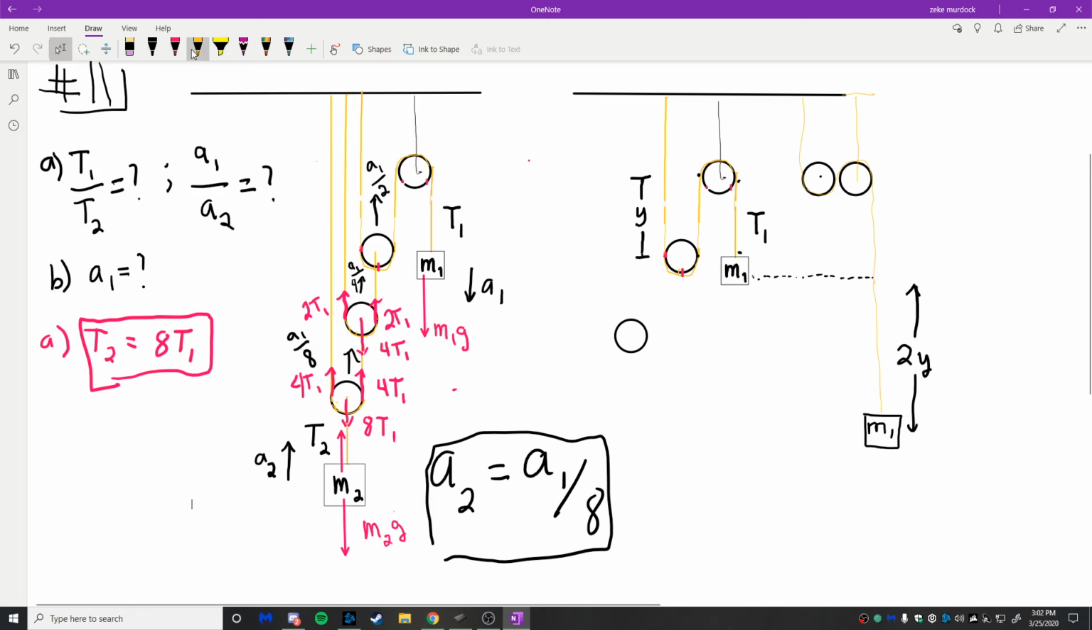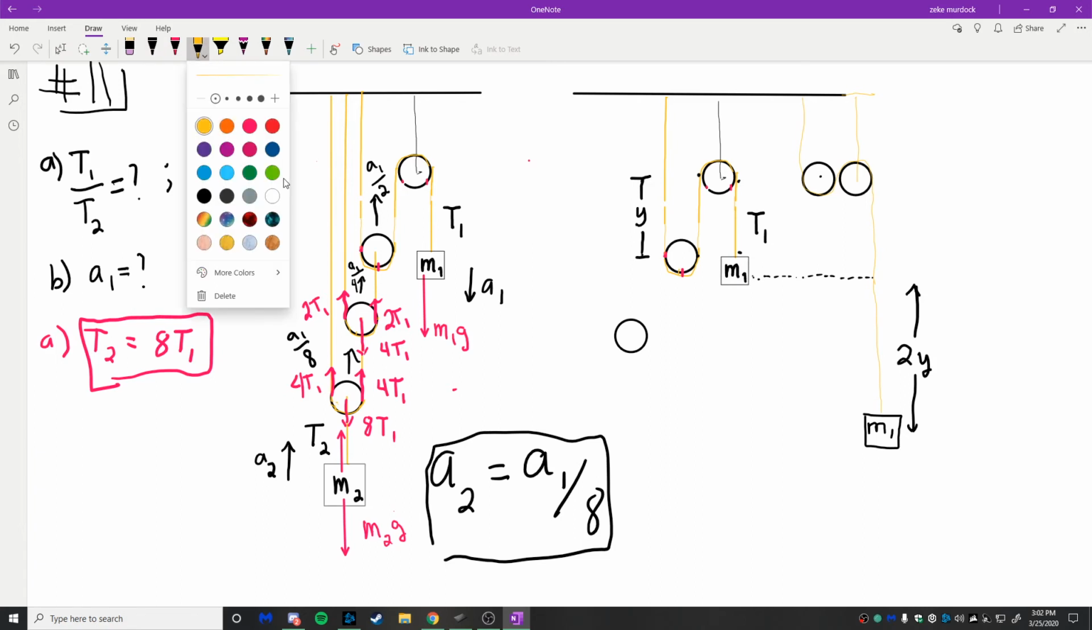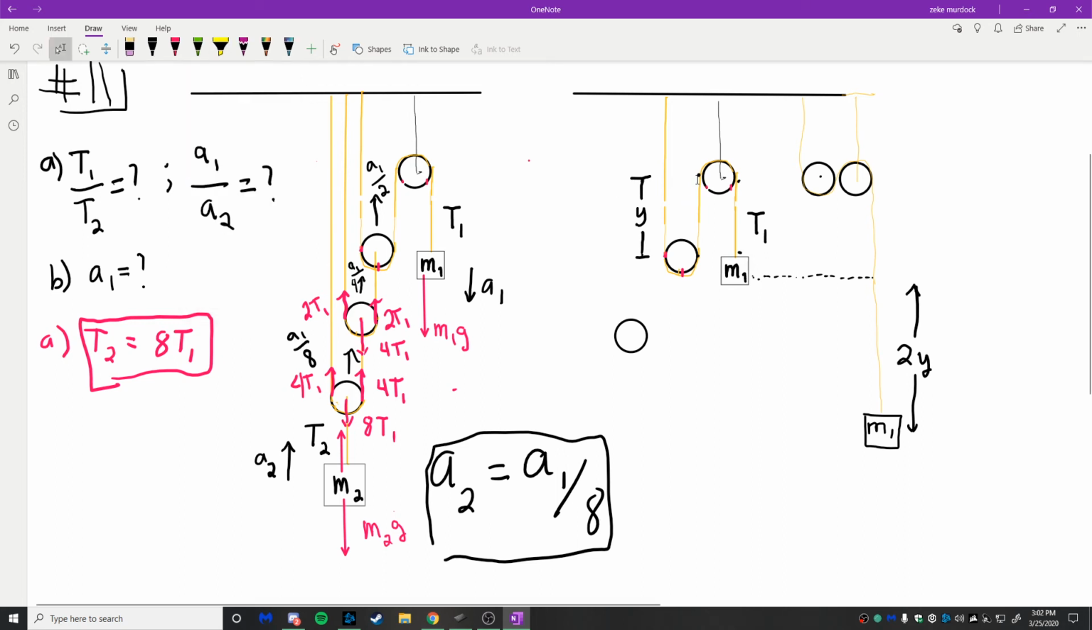Let me highlight in green which pieces of rope you can actually pull from. Just do a really thin green line here. So basically, these are the only rope lengths that you have to work with. Oh, I love when it does that. I love when it switches back to the ink one.